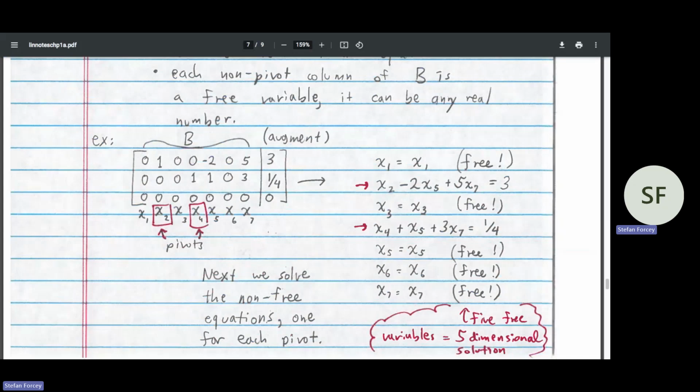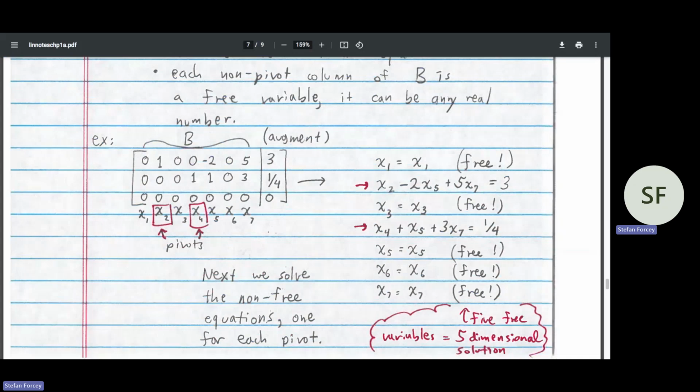x1 is a free variable, and to write that, we just write x1 equals x1. We want to write an equation, and that just lets me remember that I can pick it any way I want to. It's free. When I get to the pivots, though, it gets more interesting. So x2, now I have to read the rest of that row. And so I get minus 2 times x5. I'm putting back the coefficients onto the variables whose columns they're in, and plus 5x7, because it's in the 7th column, equals 3.